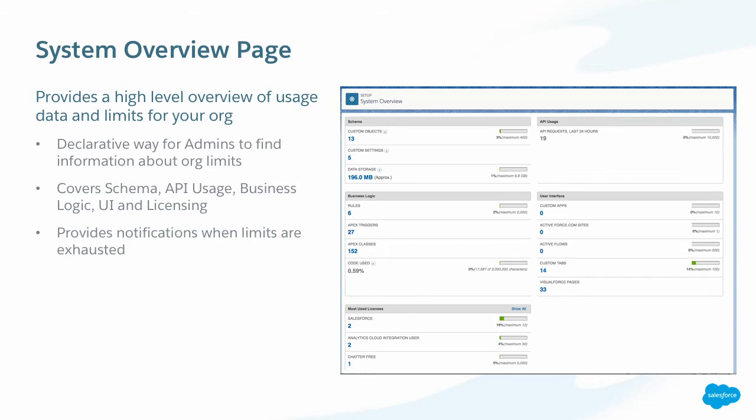So with these three categorizations in mind, how is it that you as a customer today can actually understand what limits you are using for any of your particular products or features? Now, the first place that you would want to look would be our system overview page. This is a declarative way for administrators of an organization to be able to go in and find out information about your organizational limits. So here we can look at the schema, API usage, the business logic, UI, and licensing. And you can see that as we group those things, each of the limits that you have available to you, both the current utilization and the maximum amount of limits, are laid out in an easy to understand, straightforward way for admins. So this is a great way of getting a sort of 10,000-foot view of your limit utilization for you as an admin.